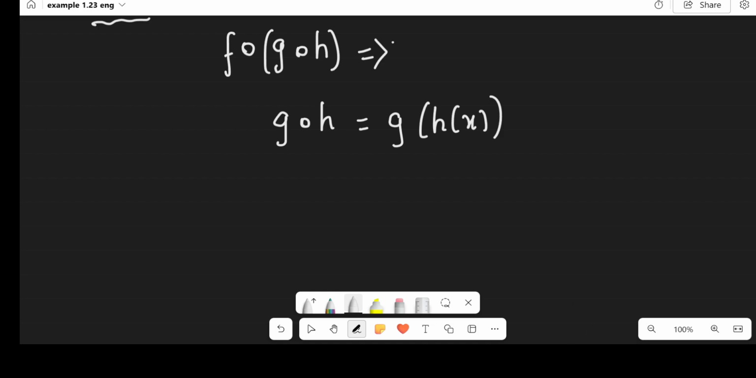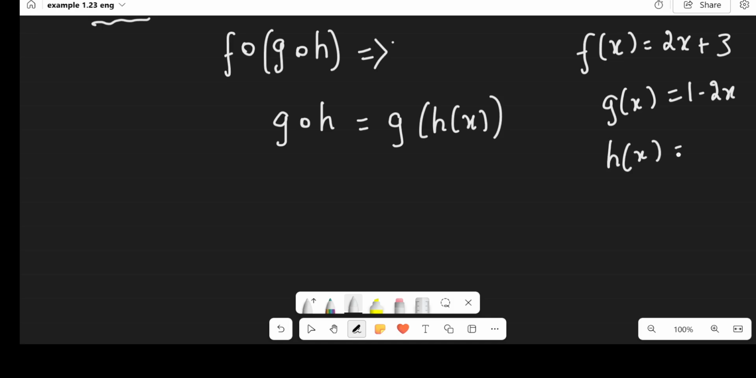Now before that I have to write the given information. What is given in the question? f of x equals 2x plus 3 and g of x equals 1 minus 2x. h of x equals 3x. This is given in the question.